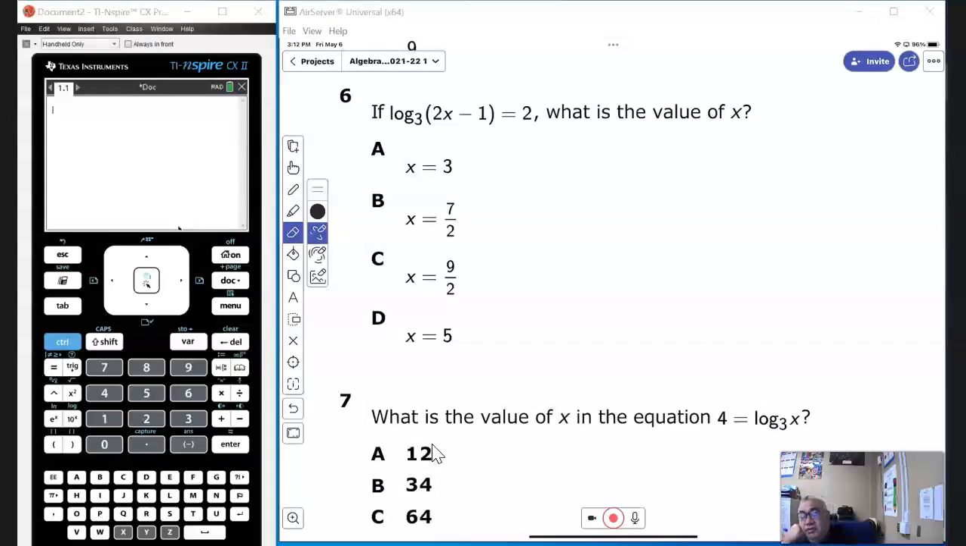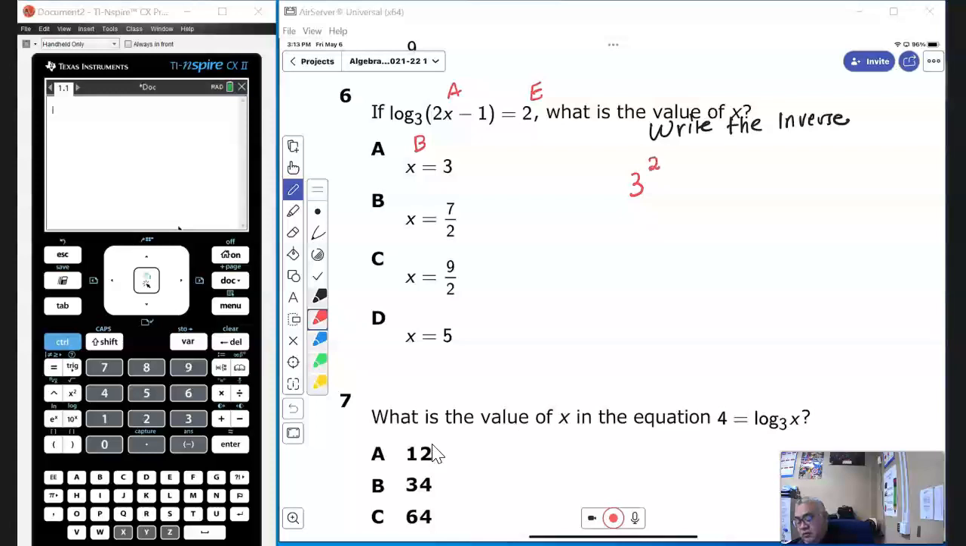Okay, we're going to go ahead and do number 6 now. It says, if log base 3 of 2x minus 1 is equal to 2, what is the value of x? Once again, we're going to have to write the inverse. And to write the inverse, you need to know the base, the exponent, and the answer. So the base here is 3. The exponent is 2. And we know that the answer is 2x minus 1.